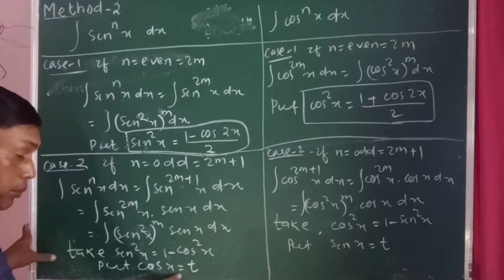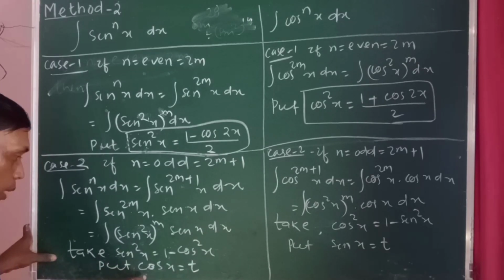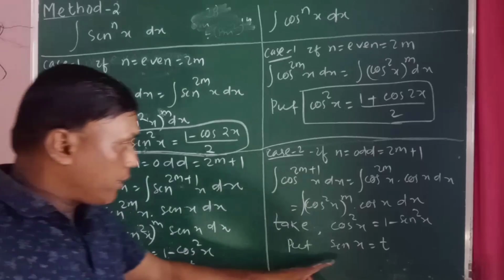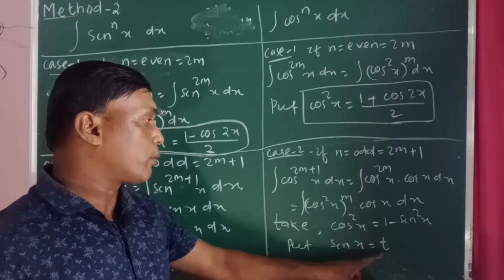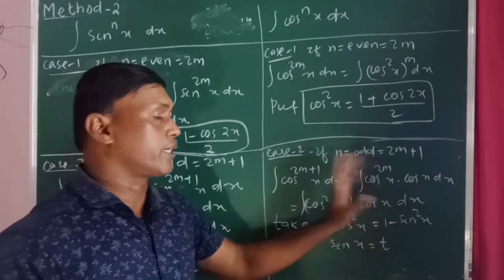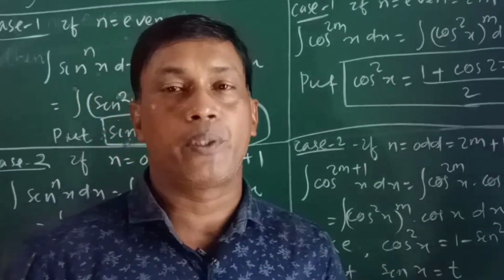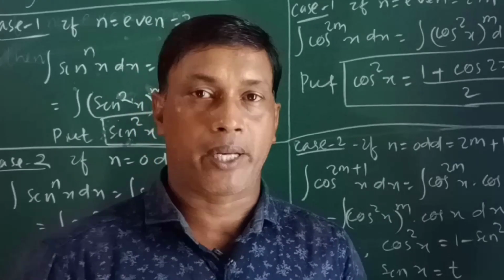Why do we substitute cos x as t here? Because if you substitute cos x as t, then look at here, the derivative of cos x is sin x, which is here. And why do you put sin x here? If you put sin x is equal to t, then the derivative of sin x is cos x, which is here. So these are the super tricks to integrate sin to the power n x and cos to the power n x.